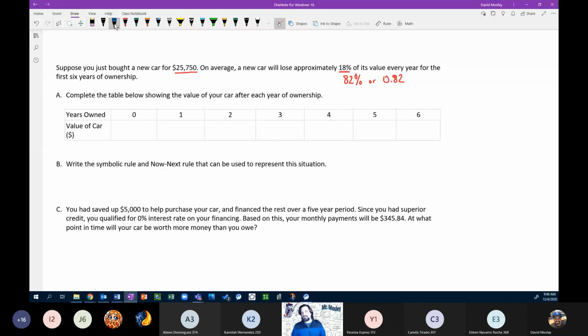Yes, just around 25,750. All right, and then if I multiply this by 0.82, I'll get my next number. We'll do that. And we're down to 21,115.